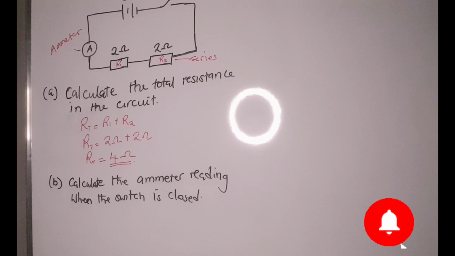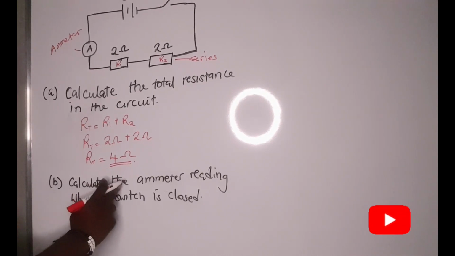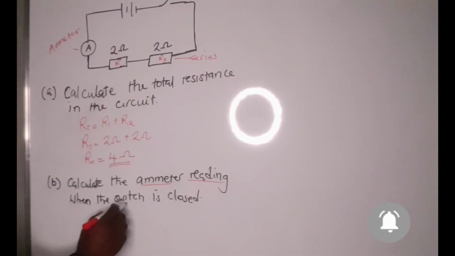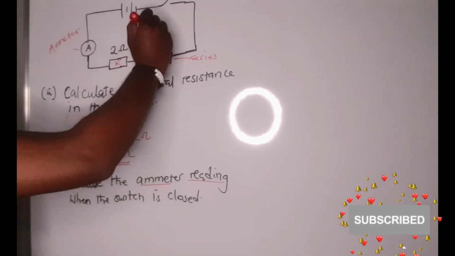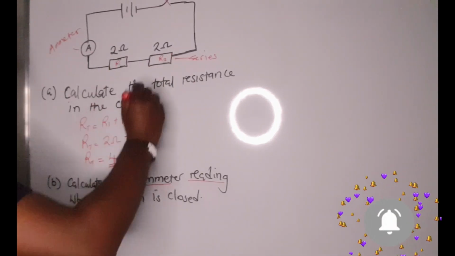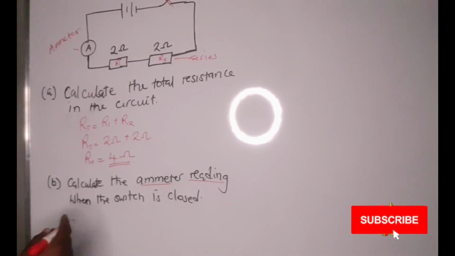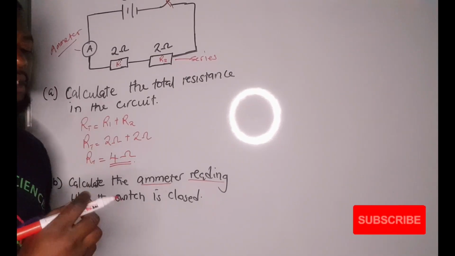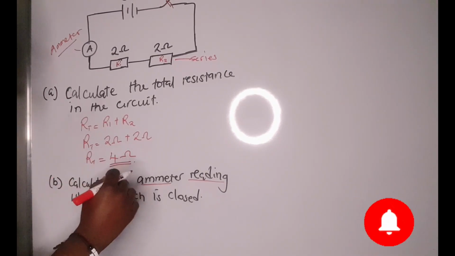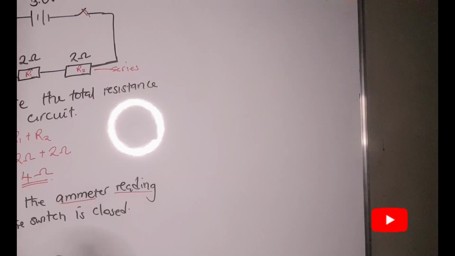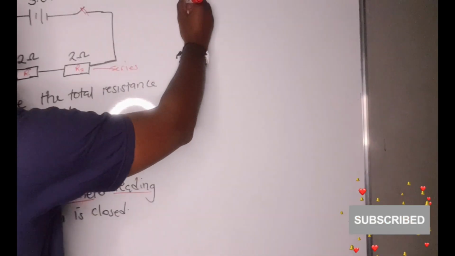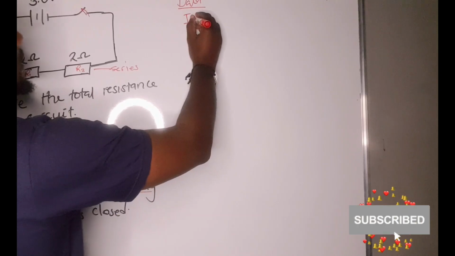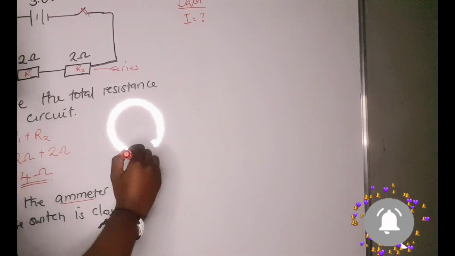We look at the other question, which asks us to calculate the ammeter reading when the switch is closed. When you close the switch, meaning you switch it on, what is going to be the ammeter reading? By the ammeter reading, you are calculating the current. In short, what is the current in the circuit? For you to get the current, we can write down our data. We say current, which is what we are calculating, we don't have.